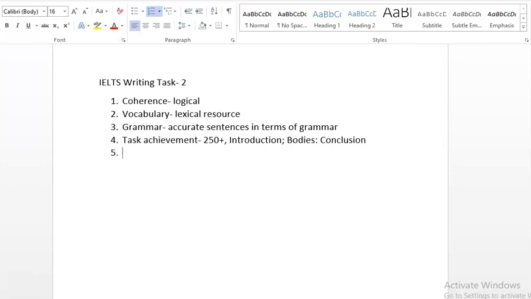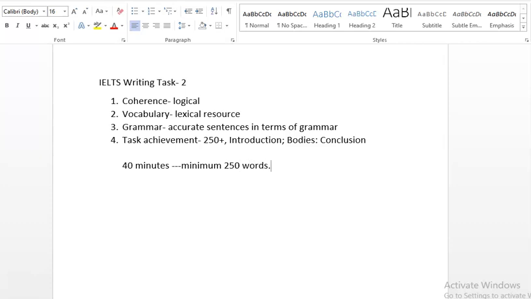Generally, in IELTS writing task 2, we are given 40 minutes. 40 minutes to write, as I said earlier, a minimum of 250 words. 250 is the minimum number, so you should write more than that number.